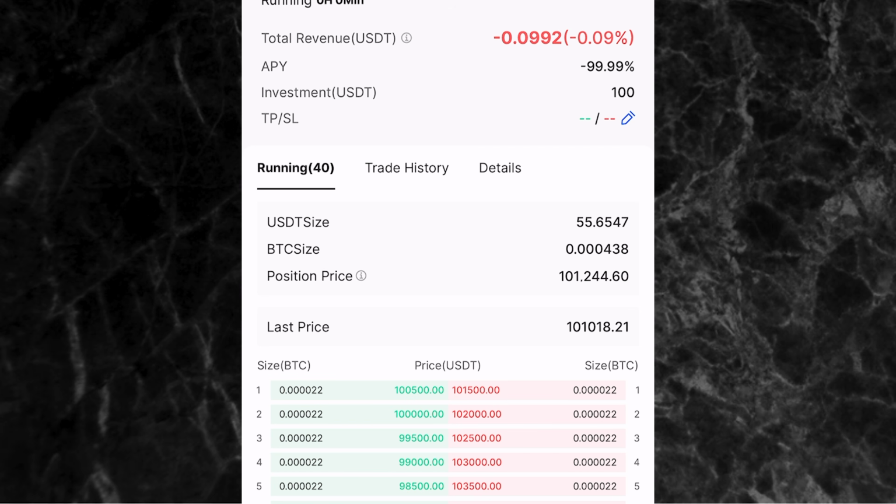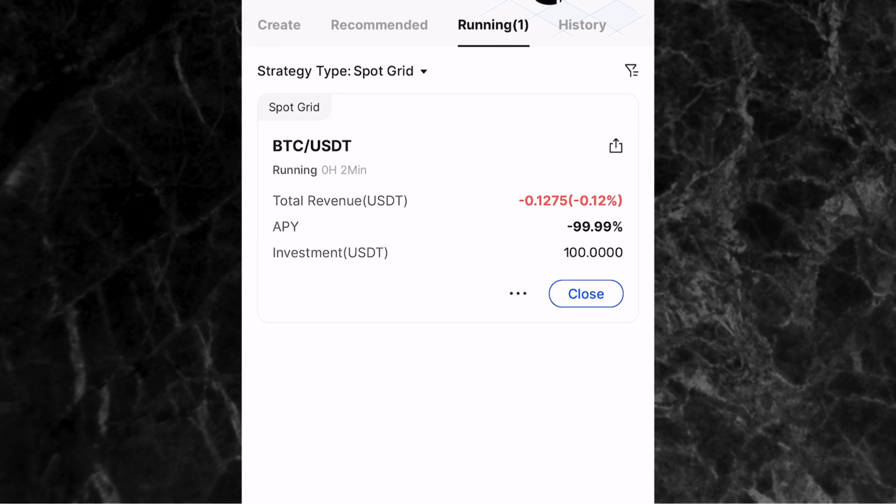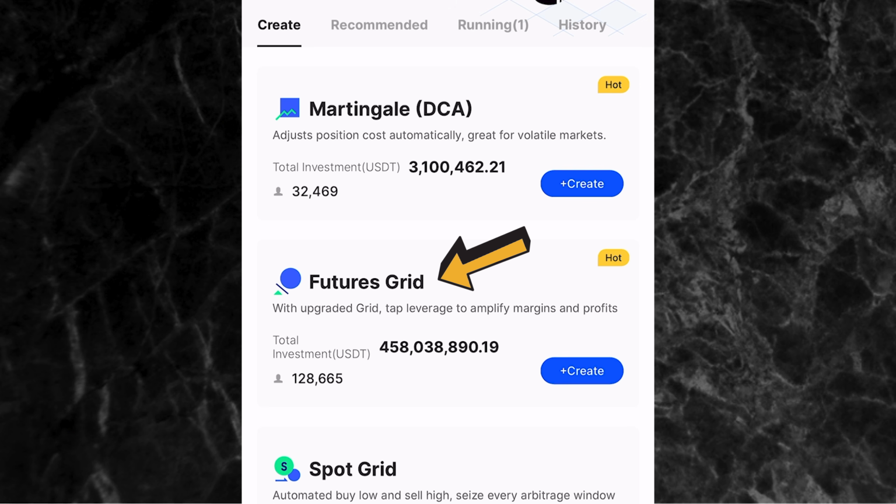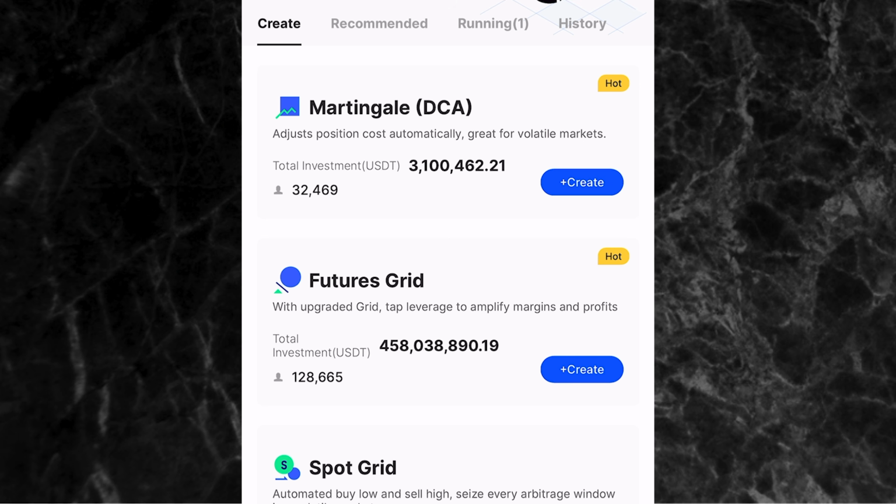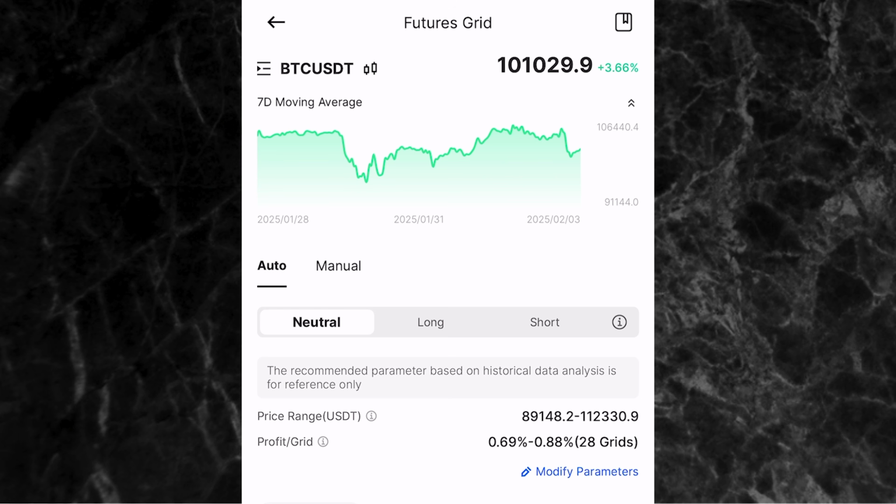So that's for the spot grid trading bot. Now let's go to the futures grid trading bot. Right here is the futures grid trading bot, and you can see it says, with upgraded grid, tap leverage to amplify margins and profit. If you want to create a futures grid trading bot, just click on create right here, and it will take you to the futures grid trading bot page on BingX.